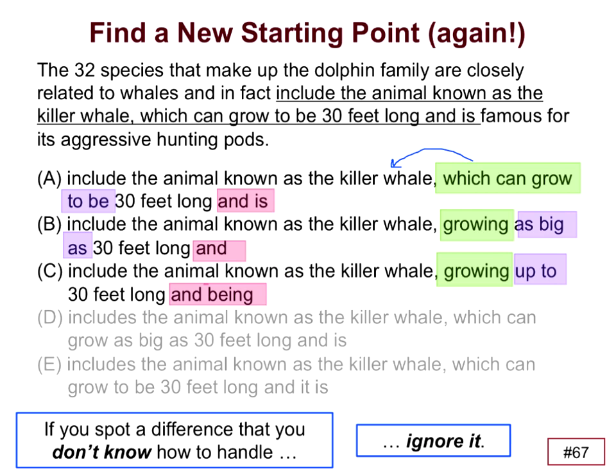So actually, if you know those two things, the "includes" issue and the "which can grow" versus "growing" issue, you can get rid of all four wrong answers and pick the correct answer in this one, which is answer A.